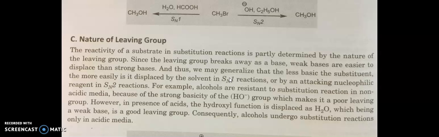For example, alcohols are resistant to substitution reactions in non-acidic media because of the strong basicity of the OH minus group, which makes it a poor leaving group. However, in the presence of acid, the hydroxyl group is displaced as water, which, being a weak base, is a good leaving group. Consequently, alcohols undergo substitution reactions only in acidic medium.